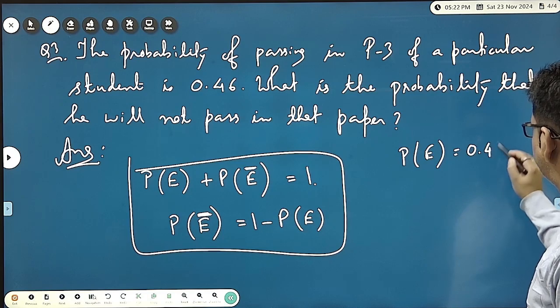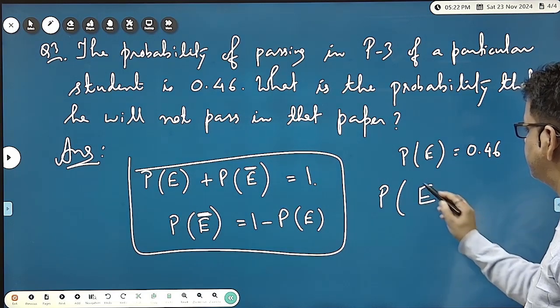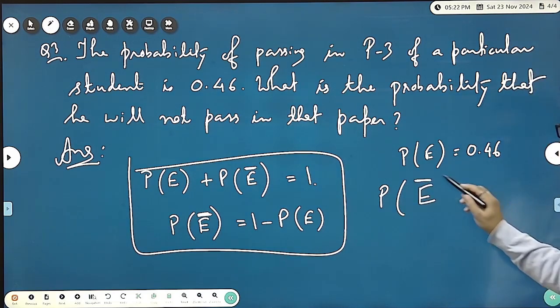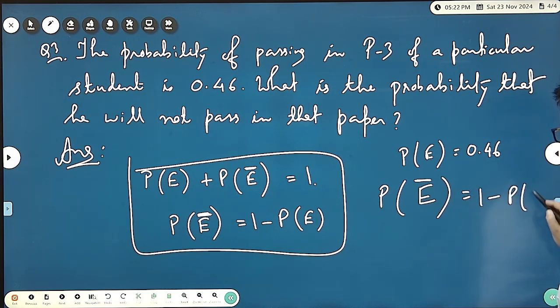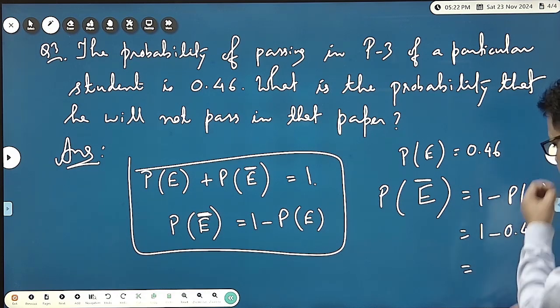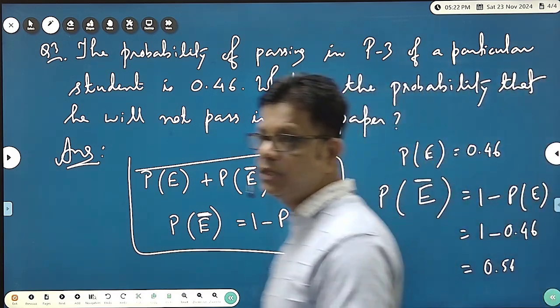0.46. Now the question is, what is the probability that he will not pass? He will not pass means E bar, not E. What to do? Just subtract from 1: 1 minus P of E. So it will be just 1 minus 0.46, and what is that? 0.54. So that is the probability that he will not pass in the paper.